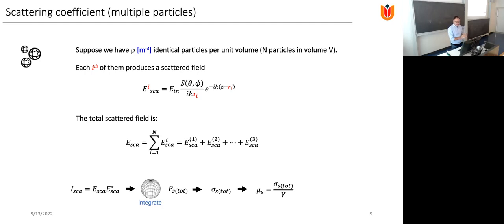And if we then divide it by the volume that the particles are in, then we have calculated the density of scattering cross-section. That is the scattering coefficient. So the method for obtaining the scattering coefficient is the same as for a single particle, only complicated by the fact that we now have all these individual scattered fields that we have to take into account.